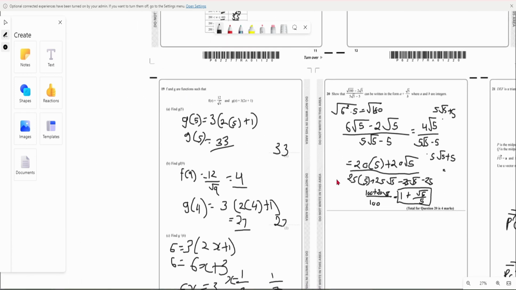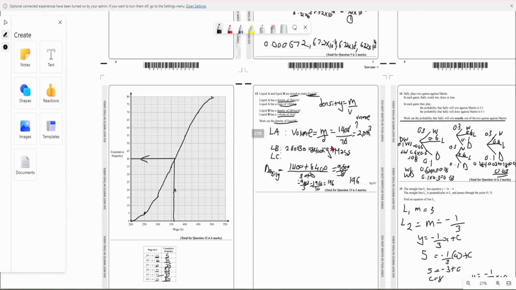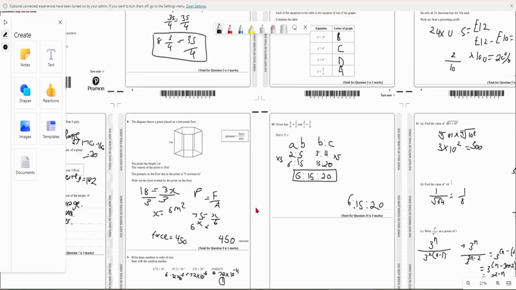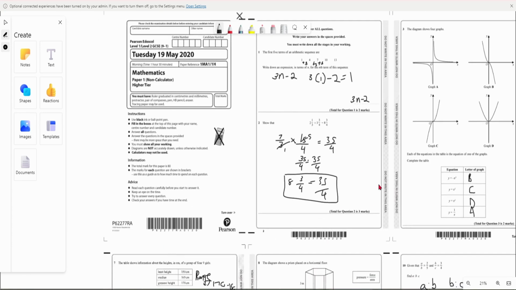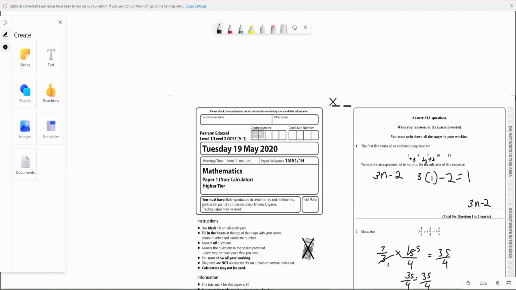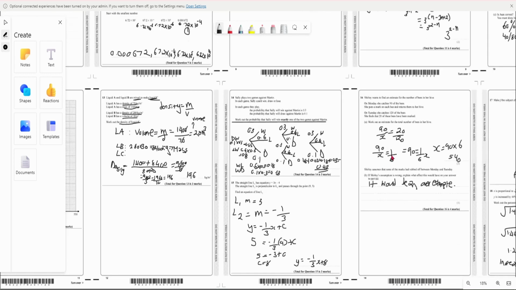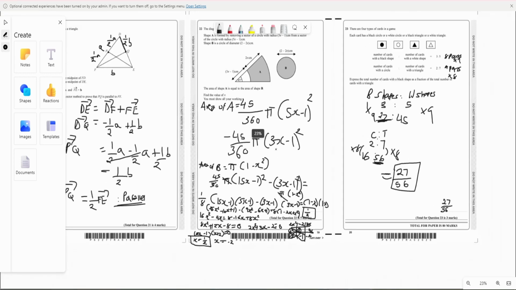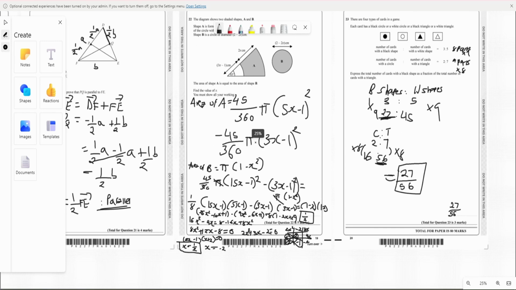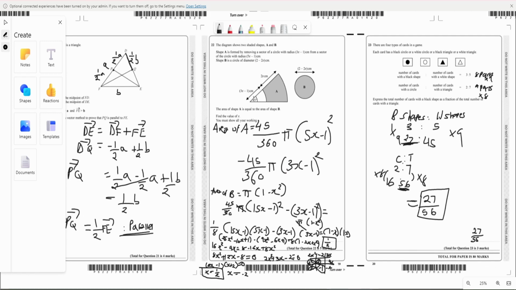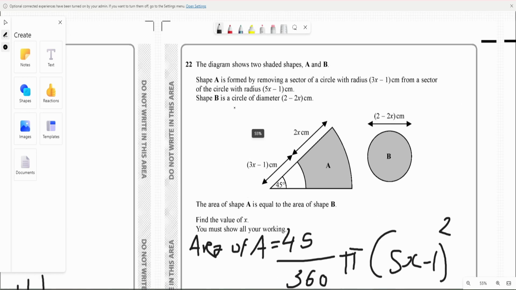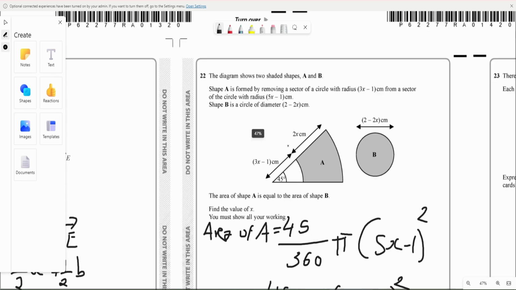If you are interested, this is in fact the 2020 paper, Paper 1, non-calculator higher tier. As you can see, however, this question was really messy. I sped through it a lot.